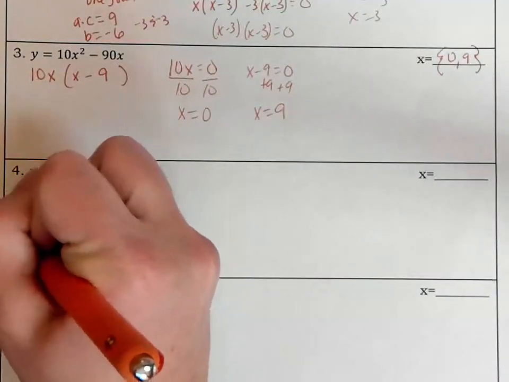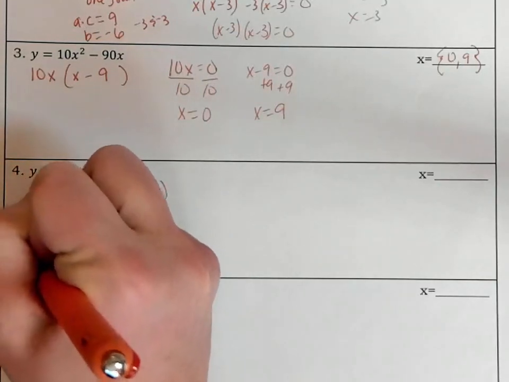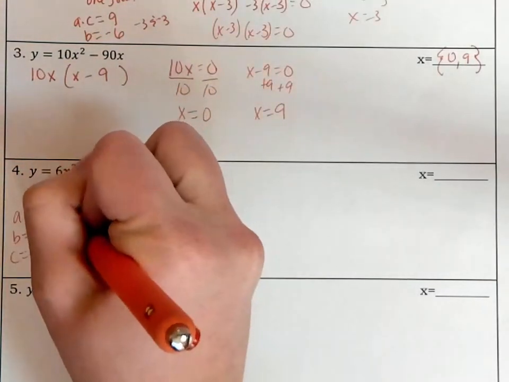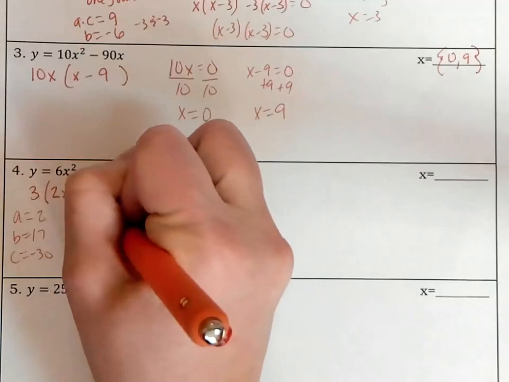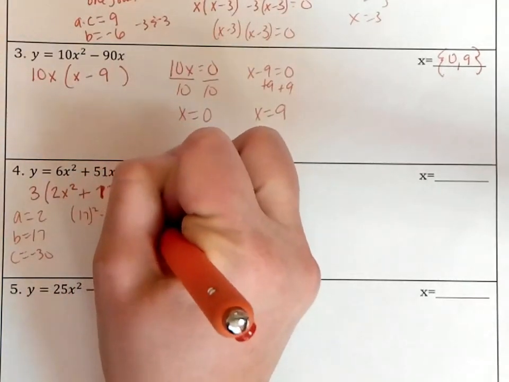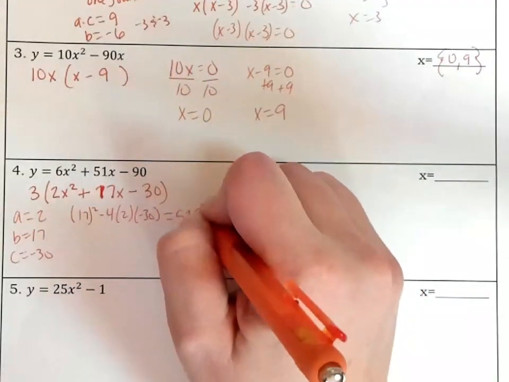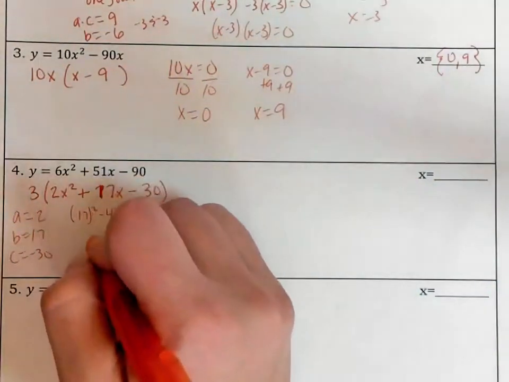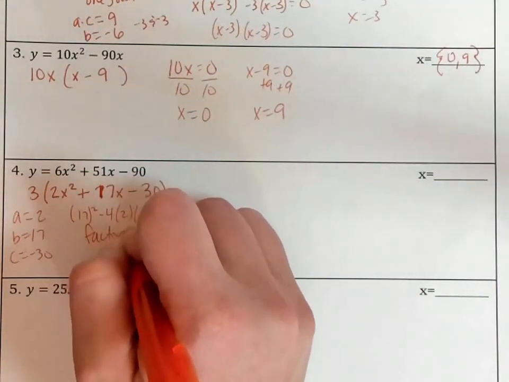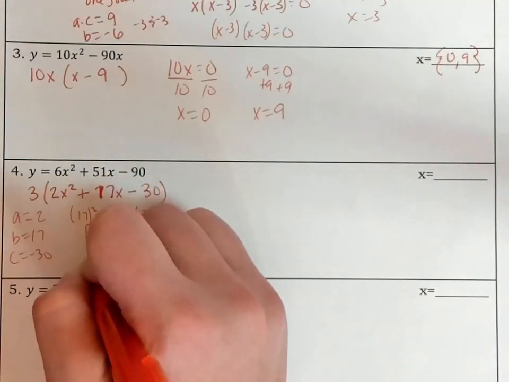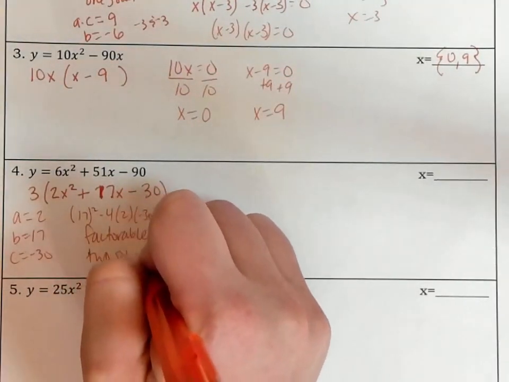So my a is 2, my b is 17, and my c is negative 30. So I'm going to do 17 squared minus 4 times 2 times negative 30. And when I multiply all that out, I get 529. That tells me that this is factorable. It also tells me that it has two solutions.